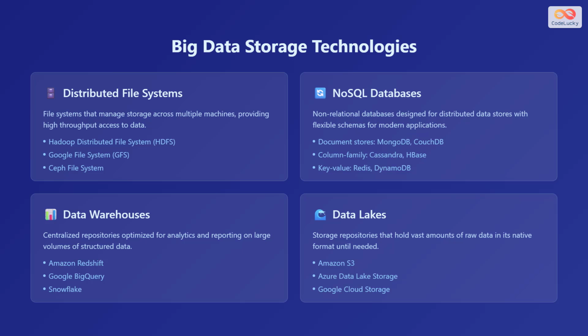and DynamoDB. Data warehouses are centralized repositories optimized for analytics and reporting on large volumes of structured data, such as Amazon Redshift, Google BigQuery, and Snowflake. Finally, data lakes are storage repositories that hold vast amounts of raw data in its native format until needed. Examples include Amazon Simple Storage Service or S3, Azure Data Lake Storage, and Google Cloud Storage.